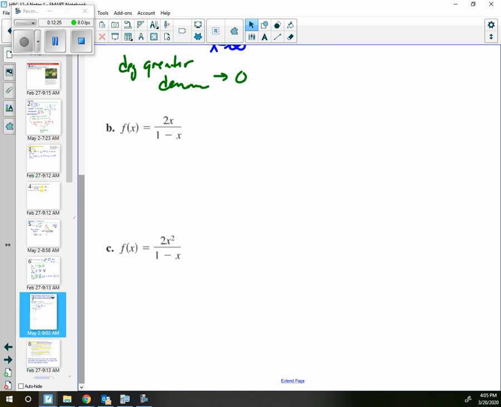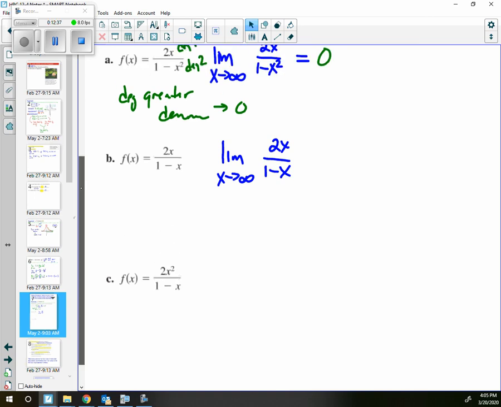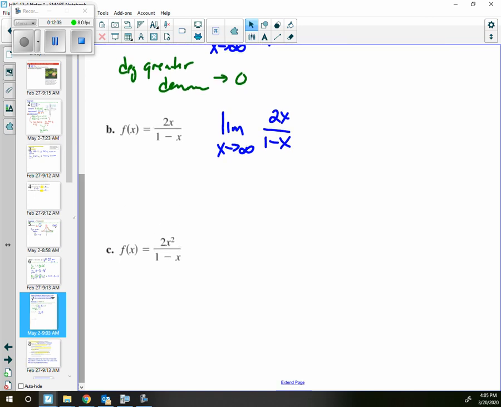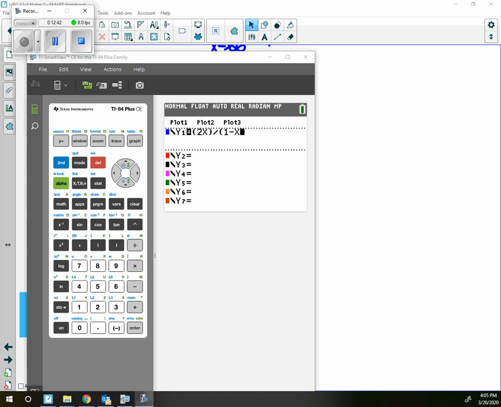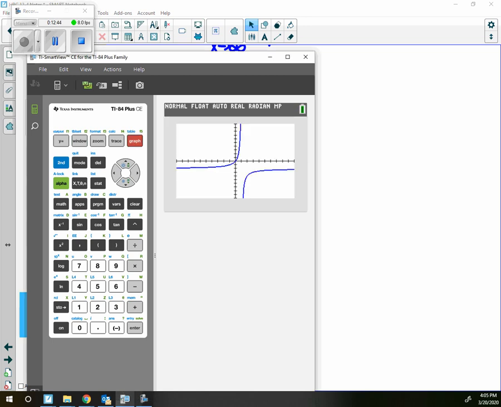All right, let's take a look at the next one. 2x over 1 minus x. Let's go ahead and take a peek at that graph, and we want to see what would the limit be as x approaches infinity of 2x over 1 minus x. Now, if you notice, the only difference in these two equations is that x to the first power in the denominator. All right, so I changed that to just an x. Now watch what happens in the graph.